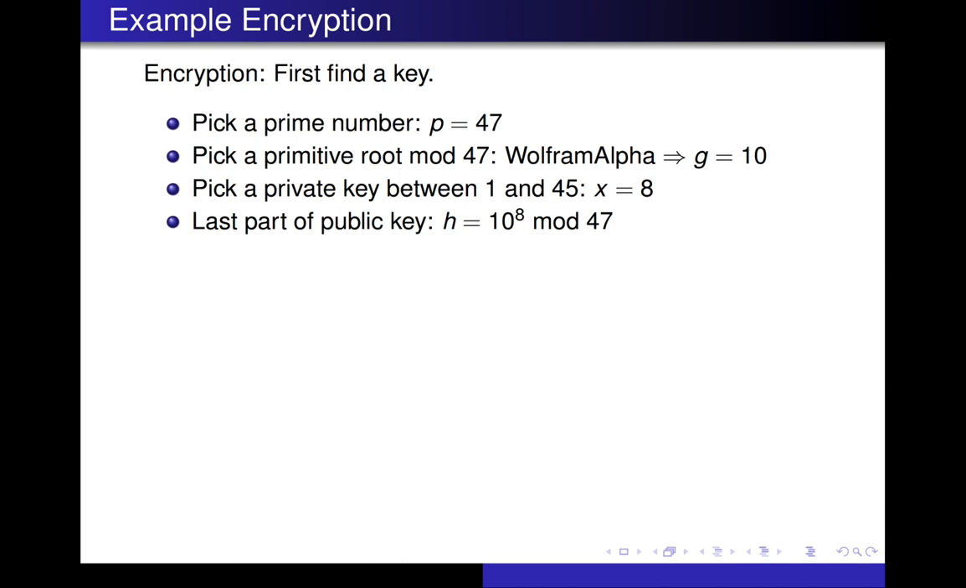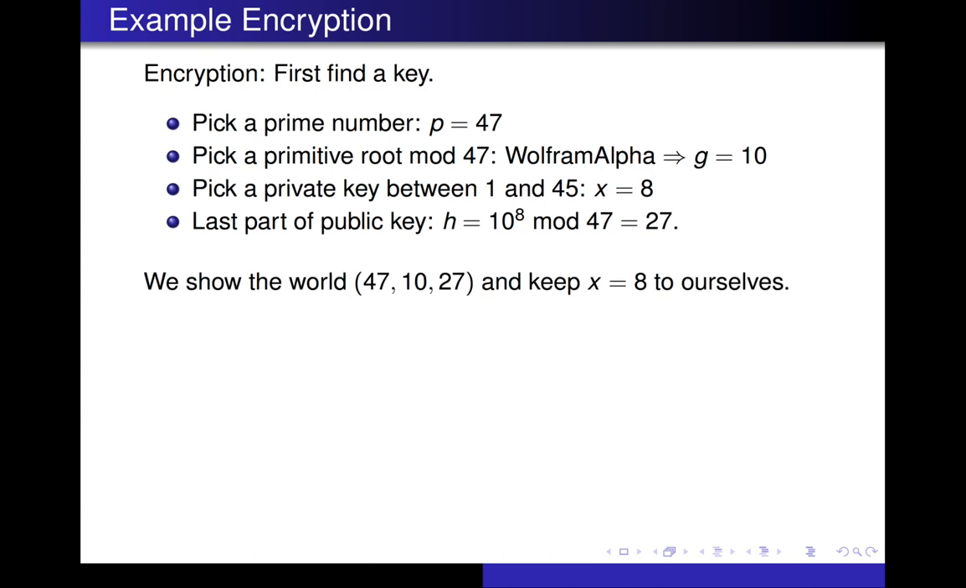And again, that's going to be a nasty computation that I also use Wolfram Alpha for. If you just write 10 to the 8 mod 47 in Wolfram Alpha, it will spit out 27 for you. So our public key is 47 as our prime, our primitive root is 10, and our key hider is 27, and we show that to the world, but we keep the number x equals 8 to ourselves. That is our private decryption key.